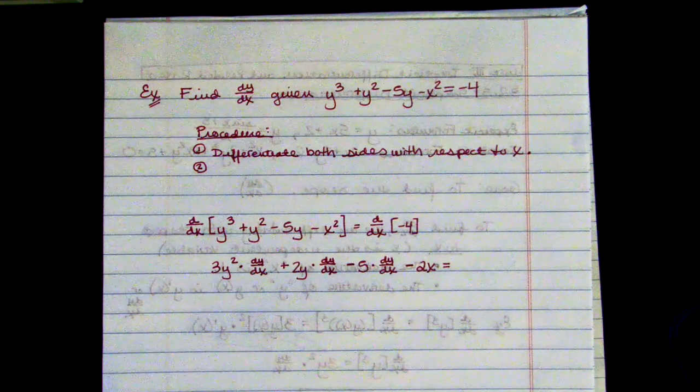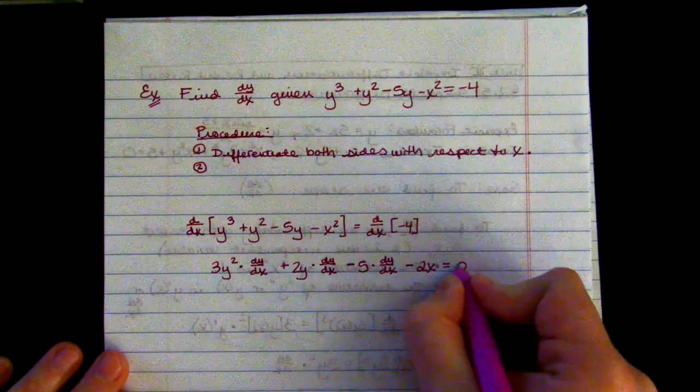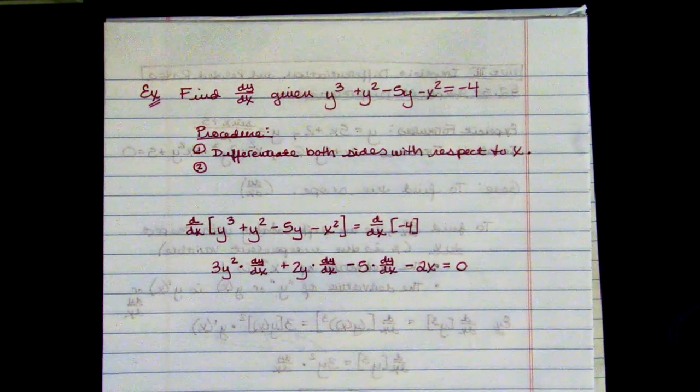Next, moving to the other side. What is the derivative, with respect to x, of -4? -4 is just a constant, so I hope you said 0. I'm done with the calculus part of this.